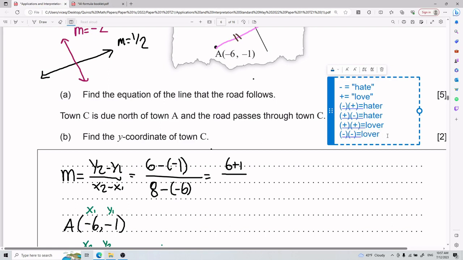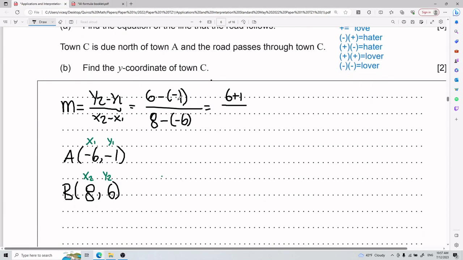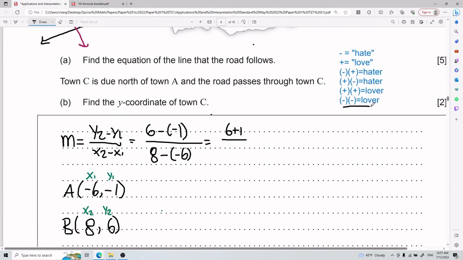Alright, here's a little pattern to remember the negatives and positives. I just mentioned it because I know some people have trouble with it. Might as well put it out there. So up top, it's a double negative. You hate to hate, you're a lover. On the bottom, we have the same thing, a double negative. You hate to hate, you're a lover. So it's going to be 6 plus 1 divided by 8 plus 6.